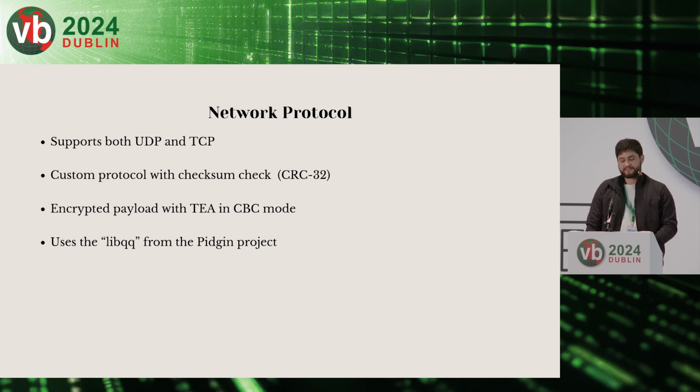The protocol has a custom checksum check, the CRC32, and all the payloads are encrypted with TEA, Tiny Encryption Algorithm, in CBC mode, which is interesting because Tiny Encryption Algorithm was not built to be used in chained mode like CBC. But it turns out that they used code from Pidgin. Some of you probably know Pidgin is a message client that you can use to communicate with IRC, XMPP and SMPP, so all these kinds of protocols, and they had an implementation of TEA in CBC mode. So what the attackers did was pick the open source code and embed it inside the malware to encrypt all the packages, all the network payloads.